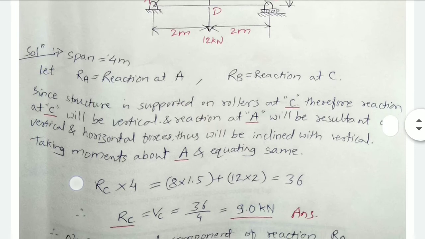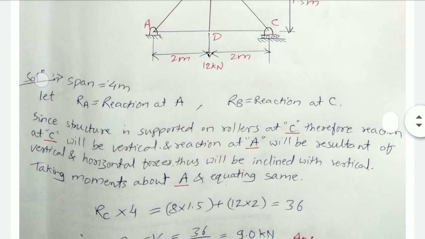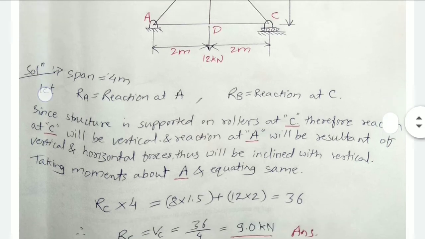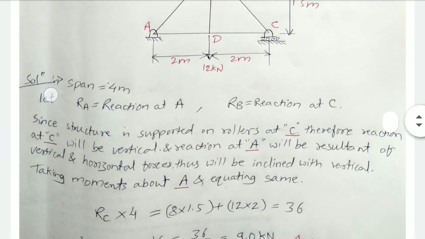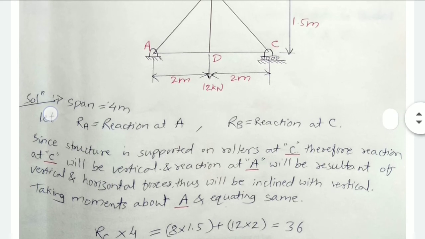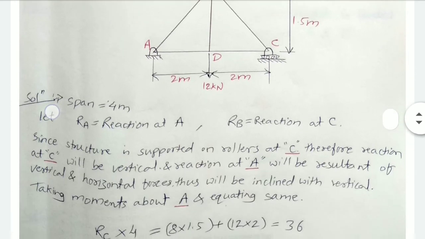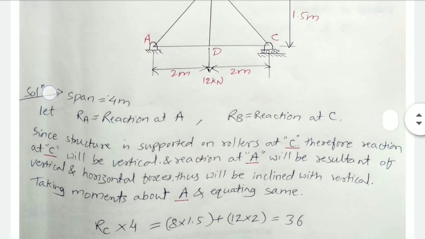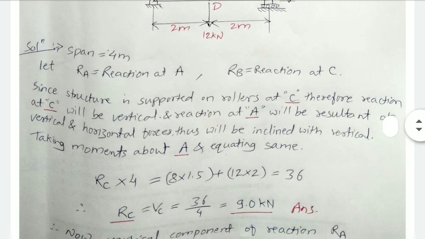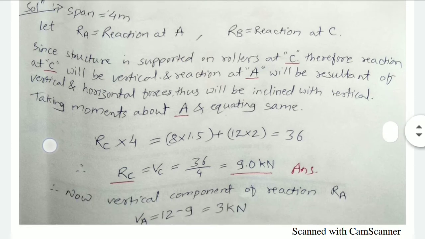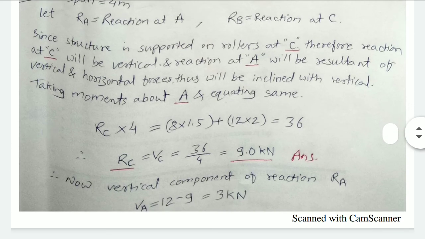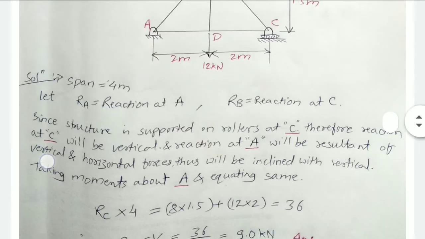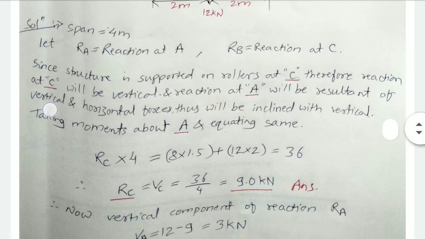So RC multiplied by 4 is equal to the clockwise moments with respect to A, from point D and point B. Two forces are there: at D, 12 kilonewton multiplied by 2 because the distance is 2, and 8 having the height 1.5, so 8 into 1.5. The total of these is 36. So RC is equal to 36 upon 4, so 9 kilonewton. One of the reactions we got, that is RC, 9 kilonewton.